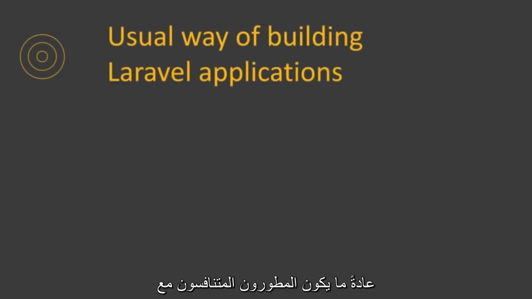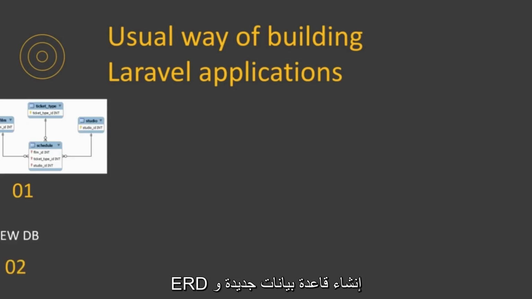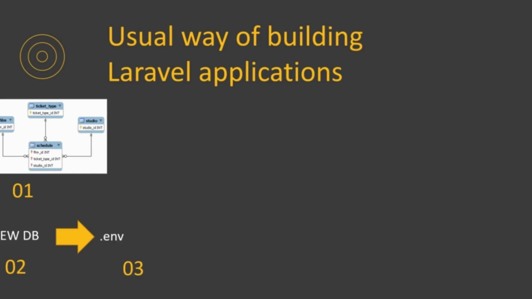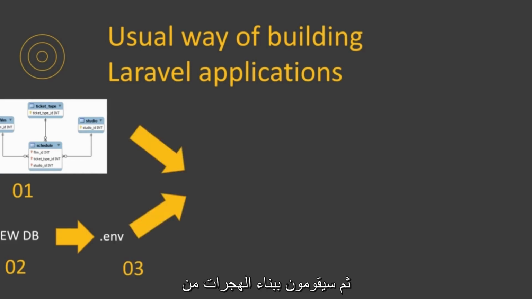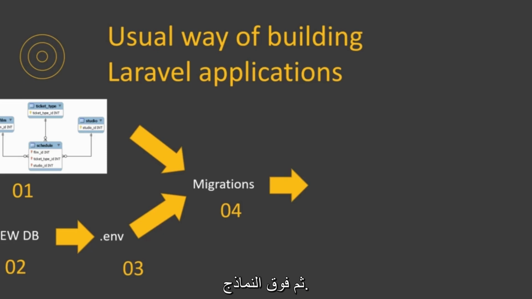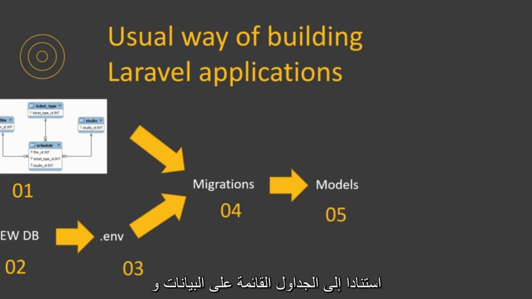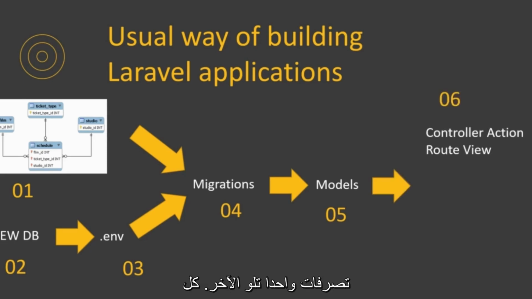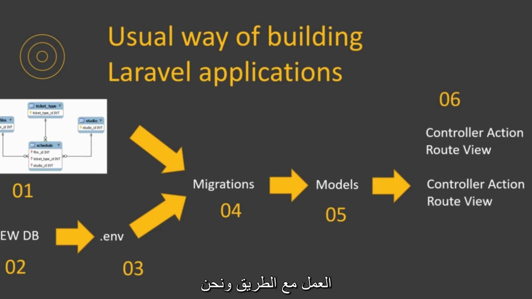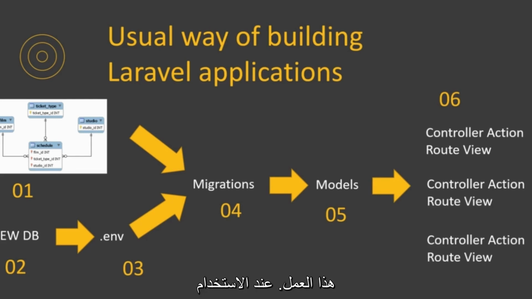Usually, Laravel developers build the ERD, create a new database, and put its name and credentials in the environment file named .env. Then they build migrations from the ERD, run php artisan migrate to create the database tables and stuff, and then build the models based on the database tables. And after that, we will create the controller's actions one by one, each action with a route, and we might create some sort of a view for that action.